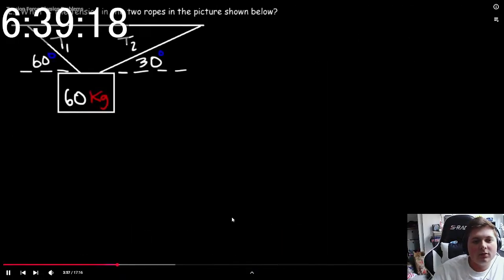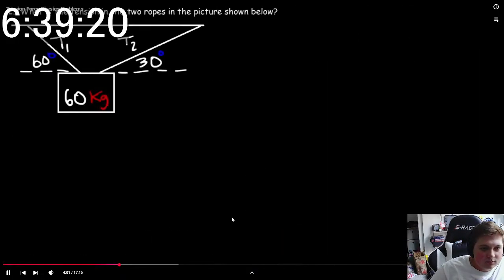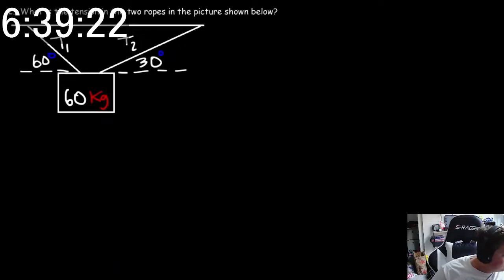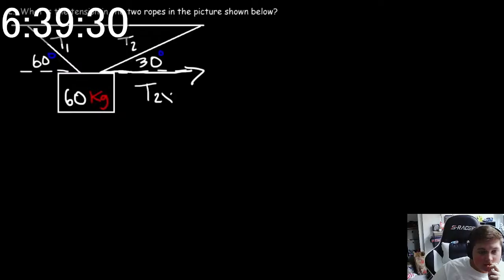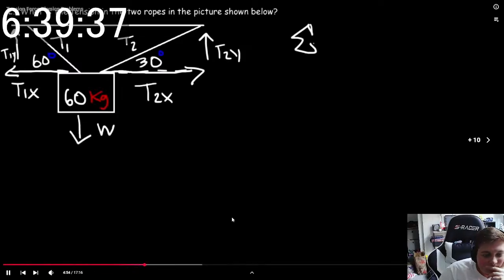What is the tension in the two ropes in the picture shown below? Now notice that the crate or the box, whatever you want to call it, is in equilibrium, it's at rest. So therefore, the sum of all forces in the x and in the y direction must add to 0. So when you see a problem like this, you want to break down T1 and T2 into its components. T2 has an x component and a y component. T1 also has an x component.